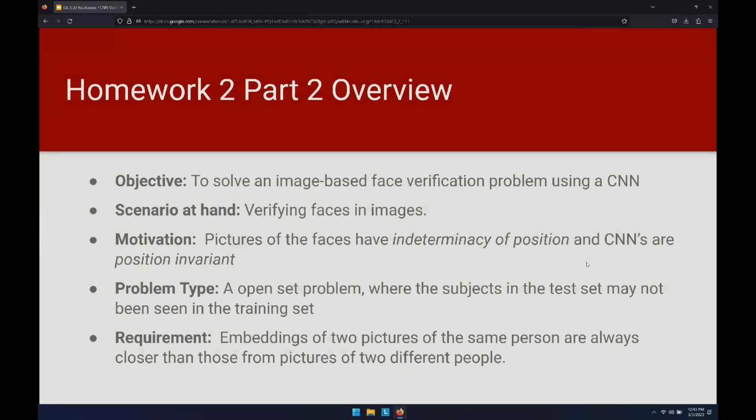This is an open set problem, as we covered before, and the only real requirement is that based on whatever distance metric you do choose, the embeddings of two images of the same person are always closer than those embeddings from images of two different people or people from different classes.